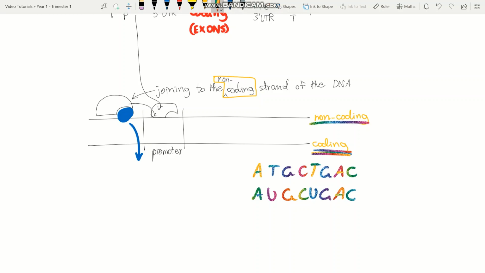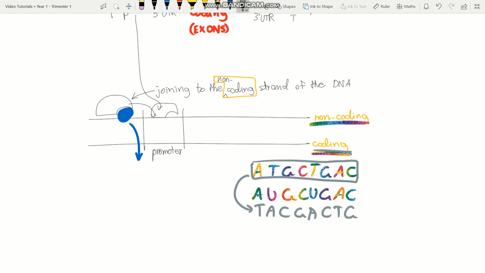The non-coding strand, on the other hand, will have the complementary DNA sequence. So it's essentially the other side of the DNA that will have the complementary of the coding strand. So in this case, this will have T, A, C, G, A, C, T, G, because this is complementary to the opposite nucleotide base.